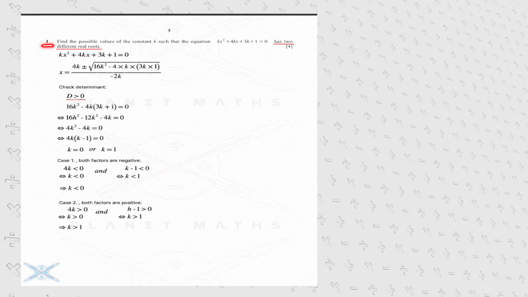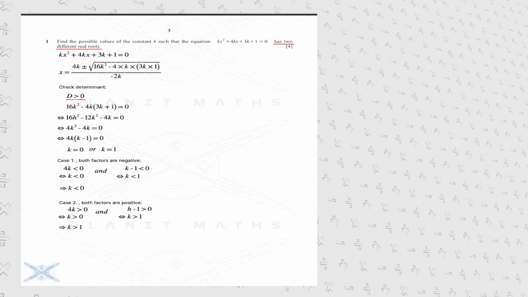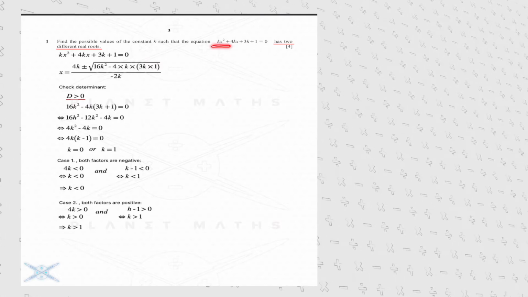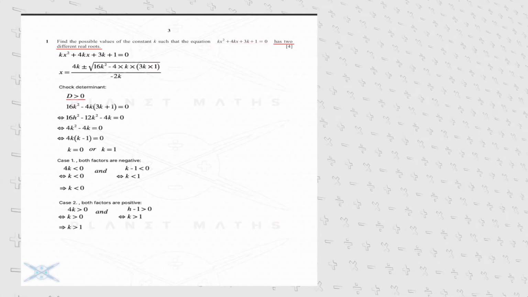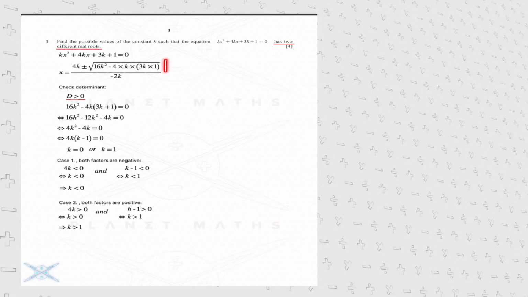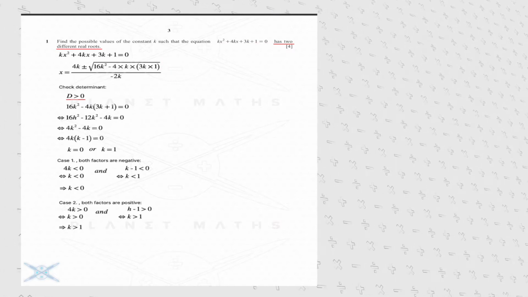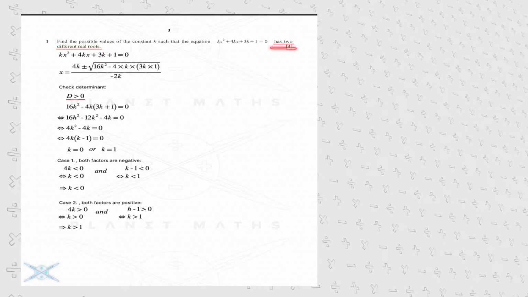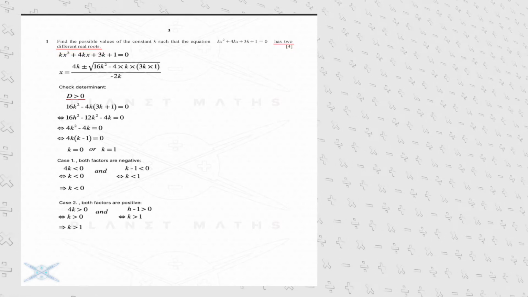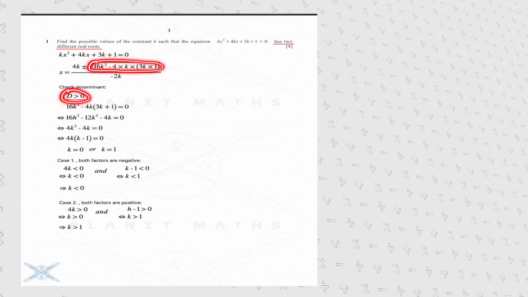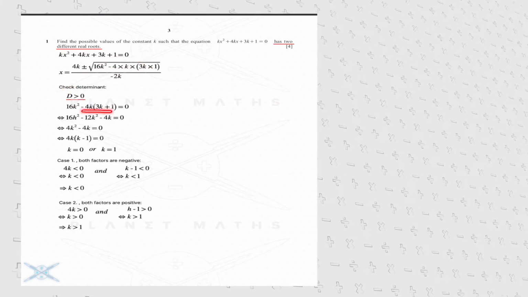In exercise 1 we are supposed to find the values of the constant k such that the following equation has two different real roots. To do that, we will firstly make use of the quadratic formula. Since the exercise states that this equation has two different roots, this means that the discriminant must be larger than 0. In step 1 we will expand these brackets.